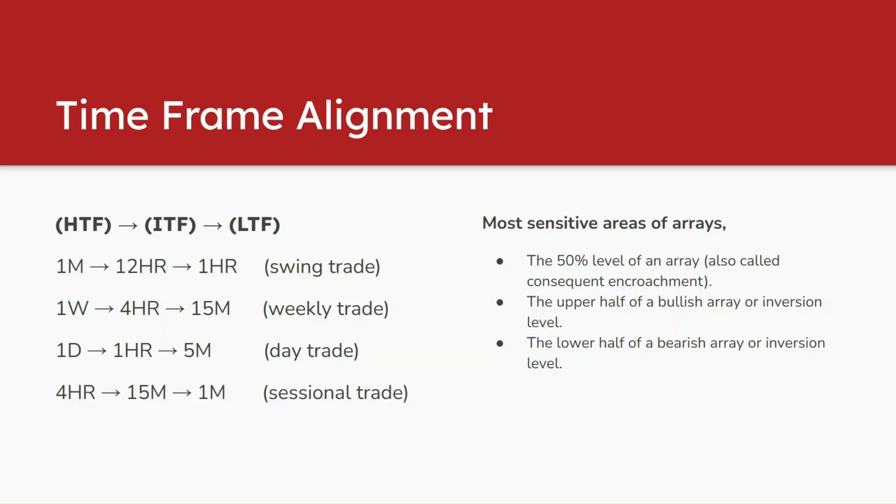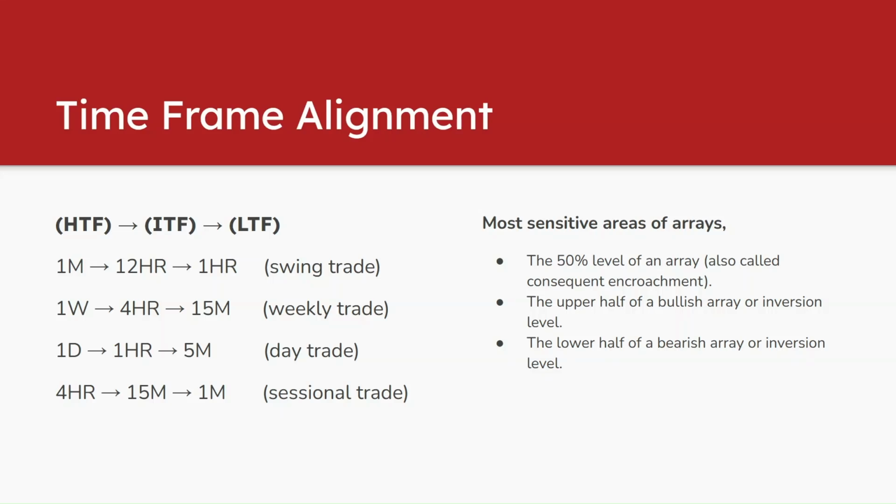As we can see here, we have a higher time frame to intermediate to lower time frame. When we move from the monthly to the 12 hour to 1 hour for execution, it is a swing trade. When we have our higher time frame bias on the weekly and 4 hour for the order flow and market structure following, and 15-minute for the execution, we call it a weekly trade.